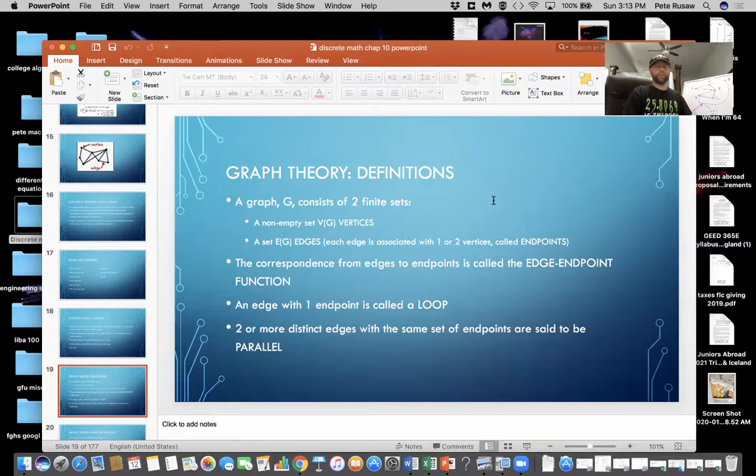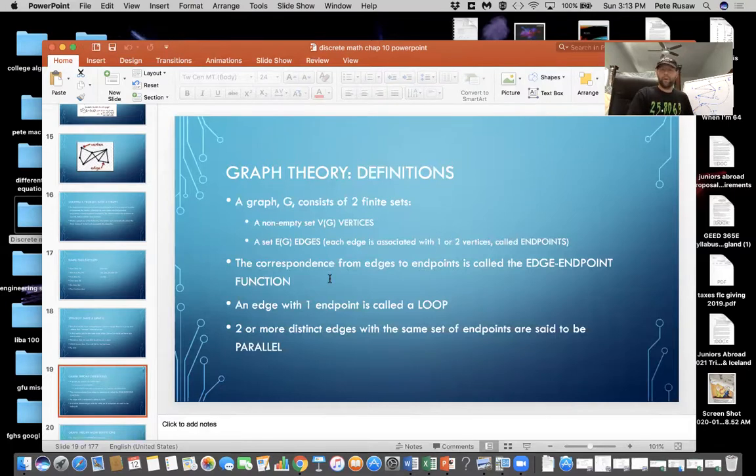So a few definitions. A graph consists of two finite sets, a set of vertices and a set of edges. This would be the vertices of G. E of G is the edges of G. The correspondence from edges to endpoints is called an edge endpoint function. I'll give you an example of one of those in just a minute.